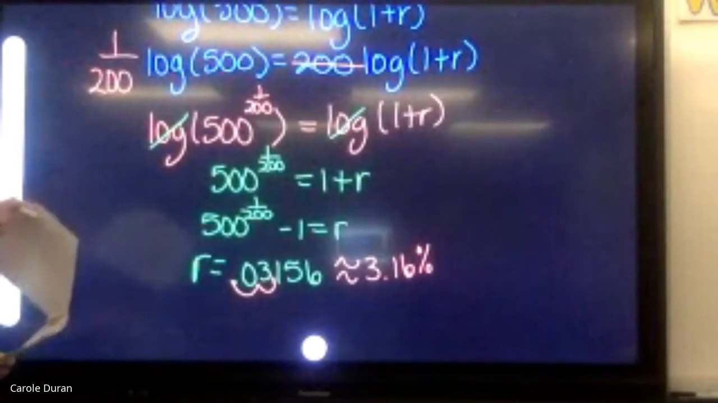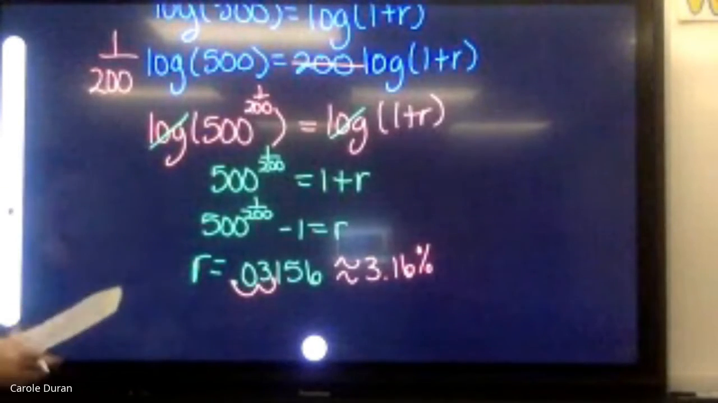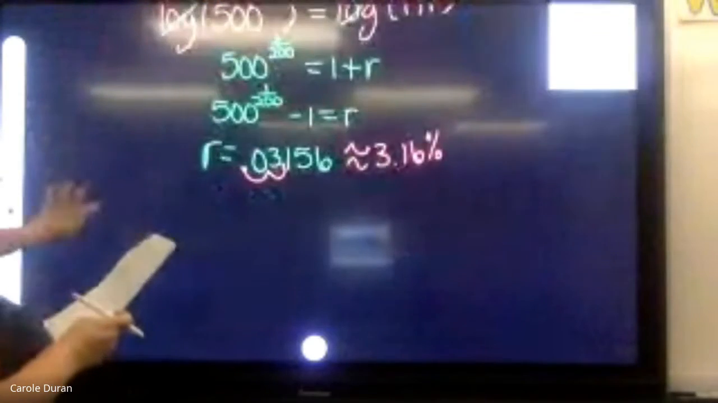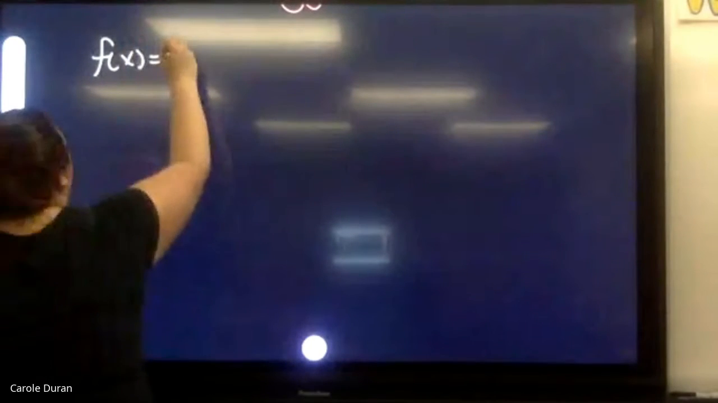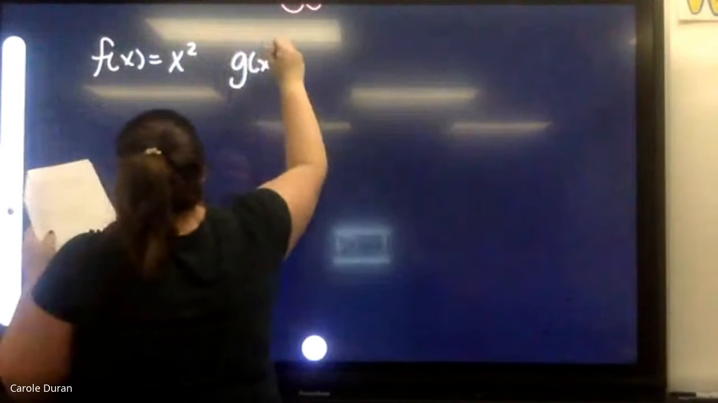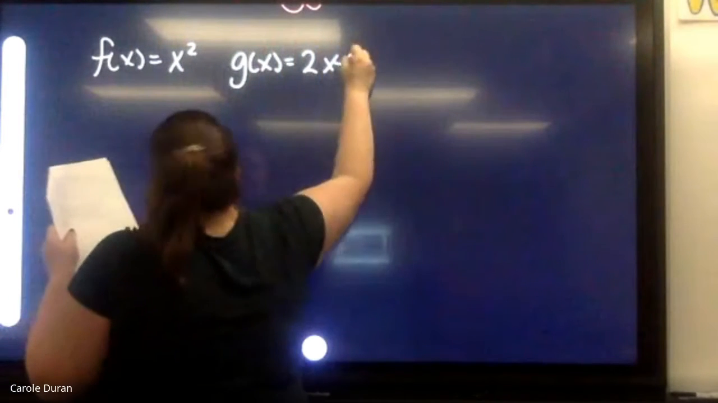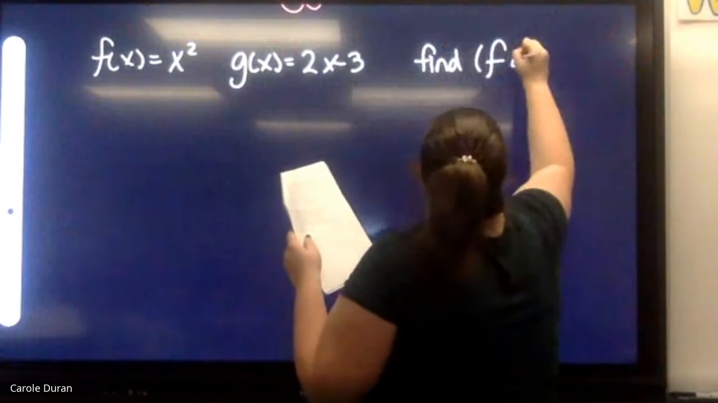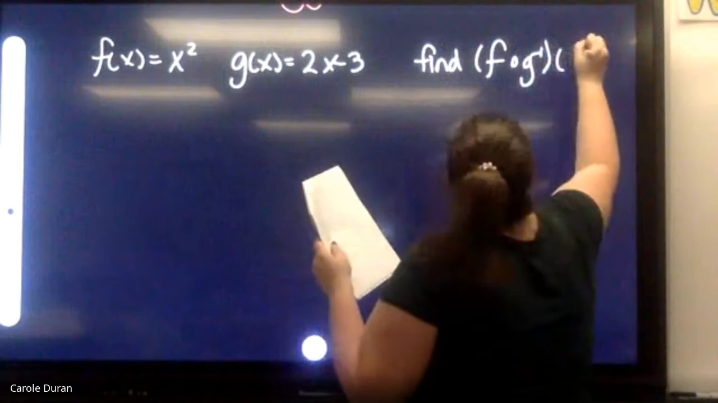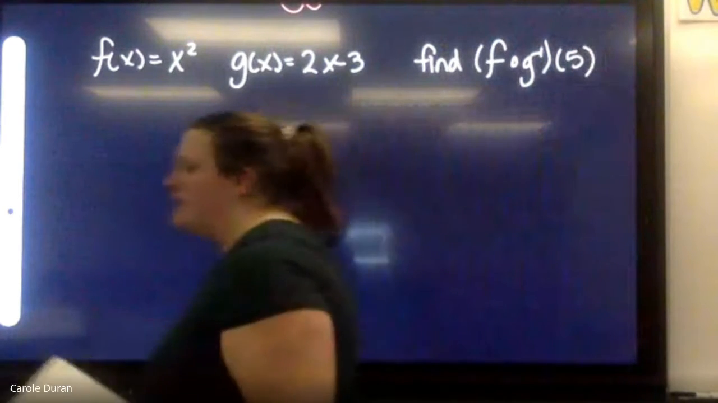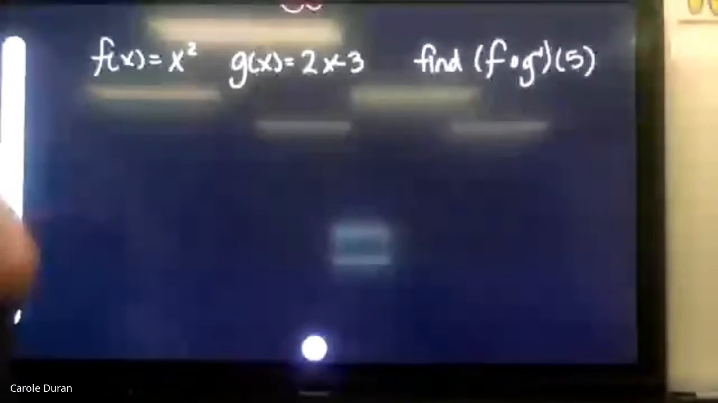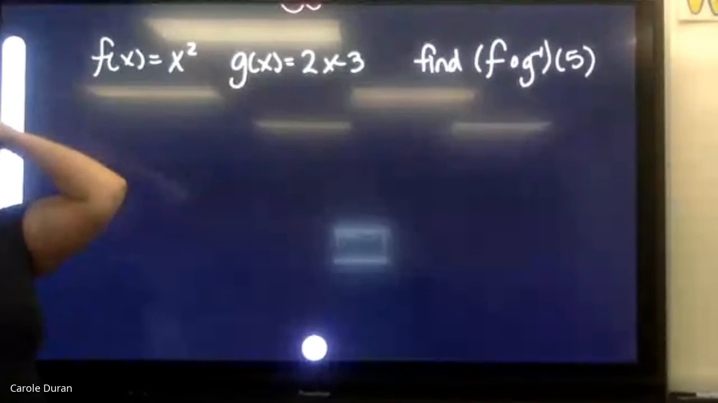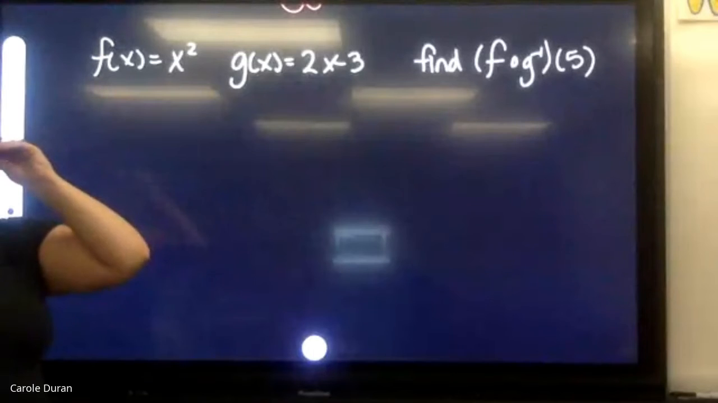Next, we're going to go ahead and look at 29. So 29 is a lovely composition function. It says that given that f of x is equal to x squared and that g of x is equal to 2x minus 3, I would like to find f of g inverse of 5. Since I'm taking g inverse and plugging it into my f function, I first have to actually find out what my g inverse is, right?